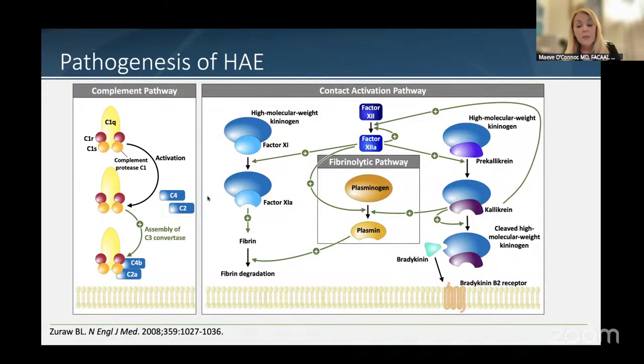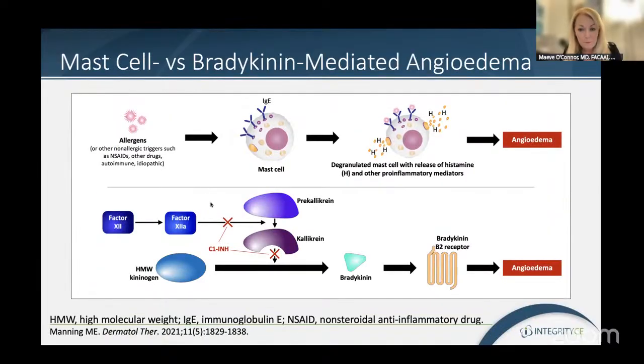The central defect in hereditary angioedema is a deficiency or dysfunction of C1 esterase inhibitor, as I mentioned. This leads to uncontrolled activation of the contact system and increased bradykinin, a potent vasodilator responsible for the swelling. I think we all remember these kinds of slides from medical school.